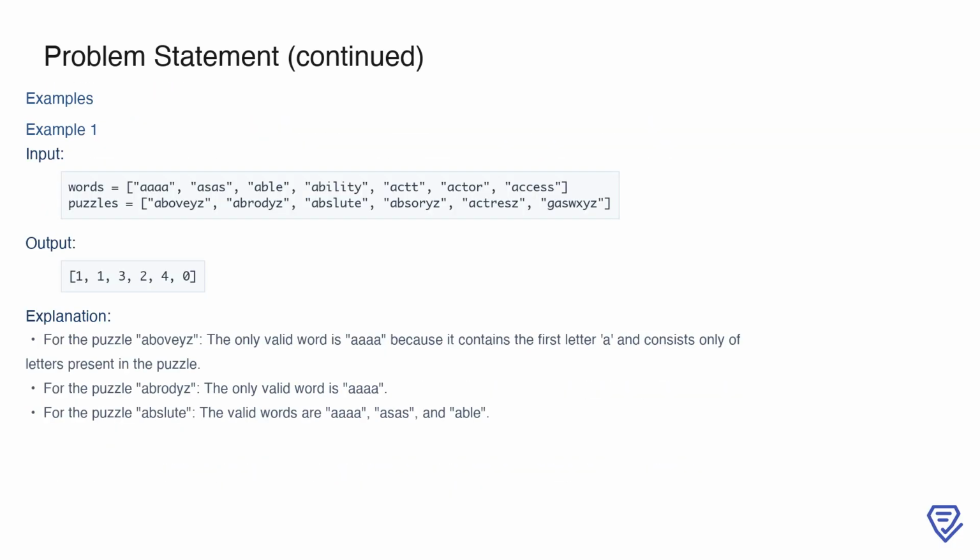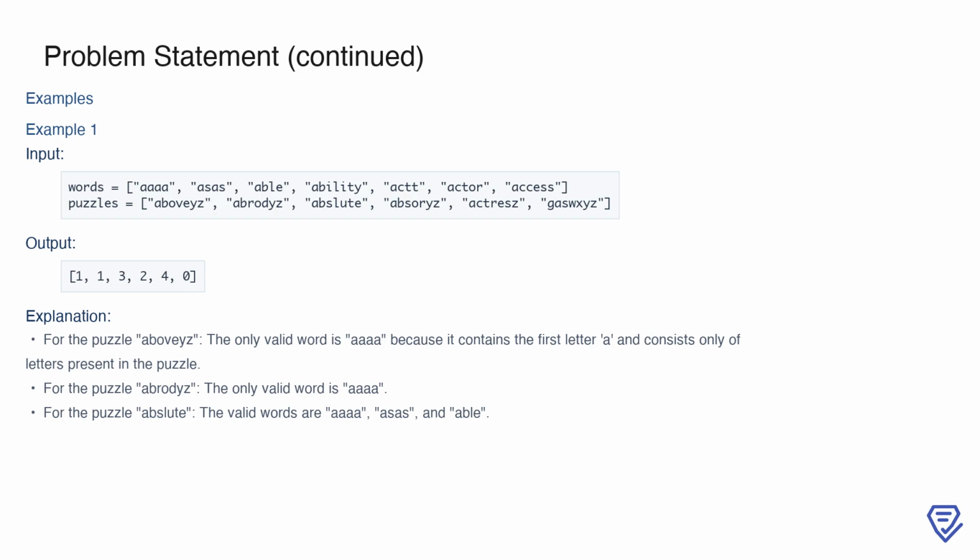To better understand the problem, let's review an example. We are given the words list containing AAAA, ASIS, able, ability, act, actor, and access, and the puzzles list containing abaves, abrlada, absoluz, absuras, actresz, and gaswxes. The output for this input is the array 1, 1, 3, 2, 4, 0.